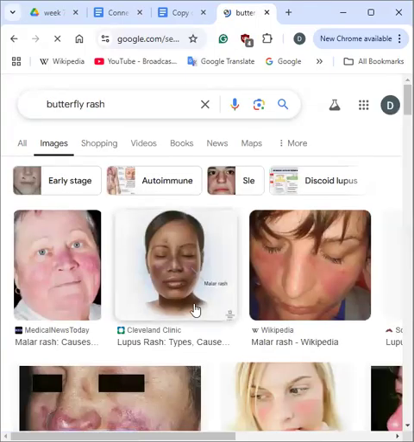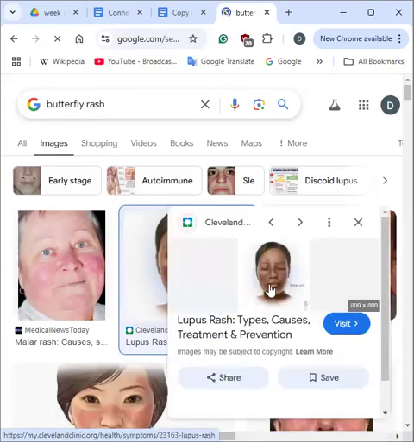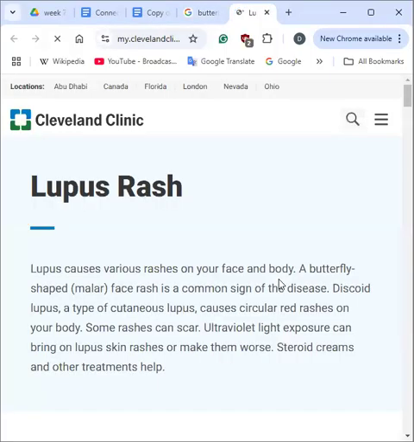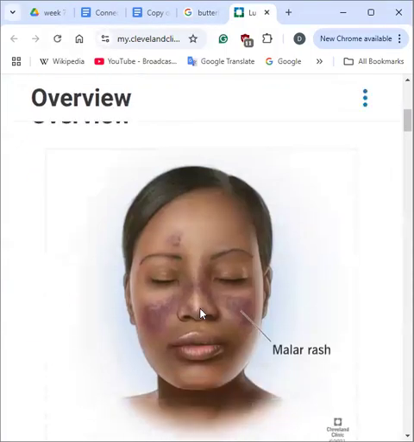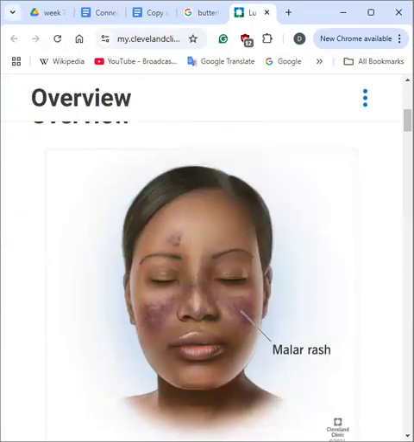So here's a picture of what it looks like. Malar is the technical word for it. Butterfly rash is just because it kind of looks like it. Yeah, so we can kind of just post it. But just keep in mind that everyone with this condition is going to have the butterfly rash.